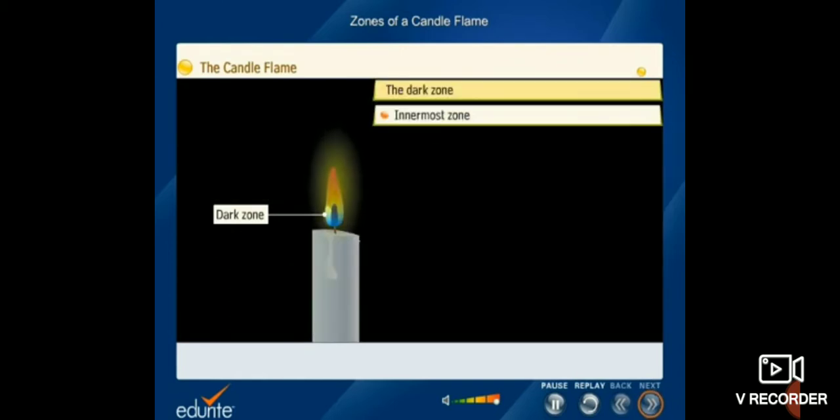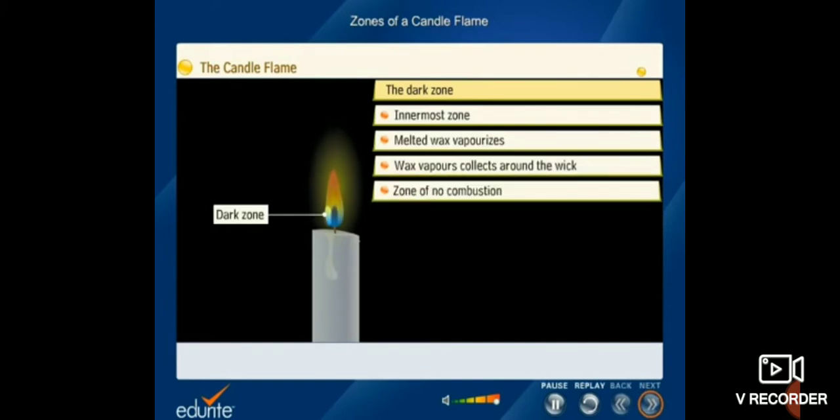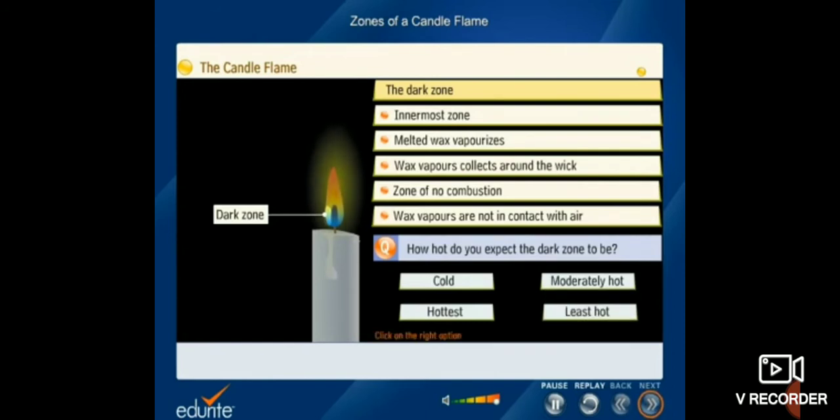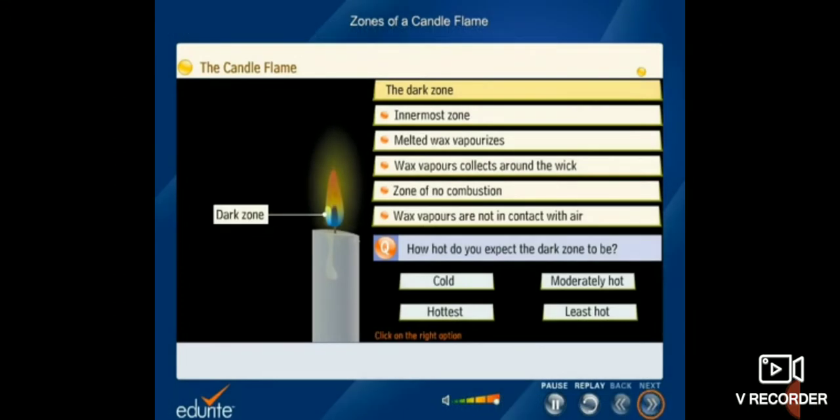The dark zone is the innermost zone of the flame. But what's happening here? Here the melted wax vaporizes and collects around the wick. This is the zone of no combustion, as the wax vapors are not in contact with oxygen. How hot do you expect the dark zone to be? Cold, moderately hot, hottest, or least hot? Yes, the dark zone is the least hot zone.